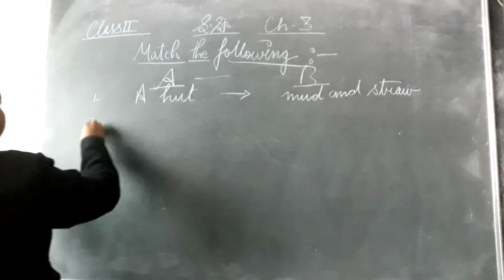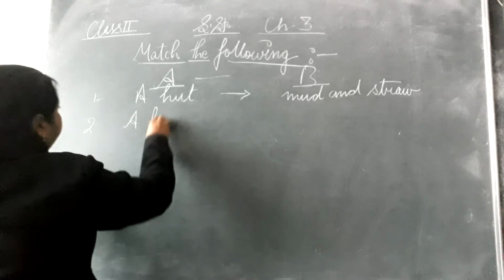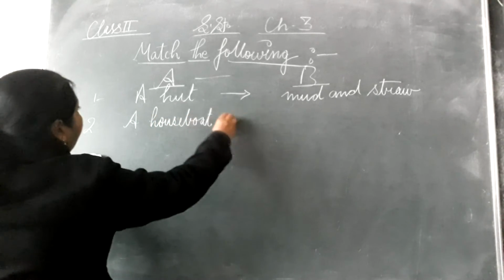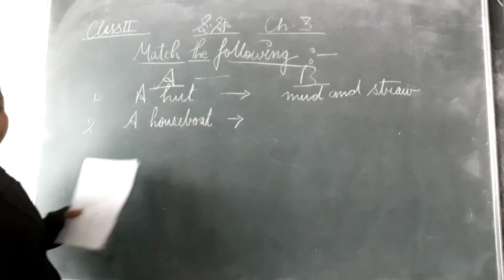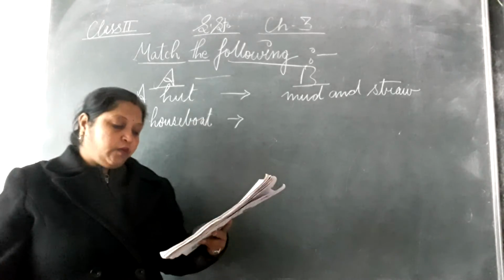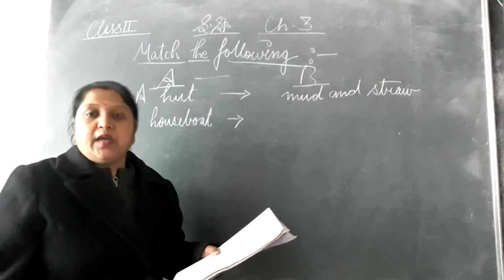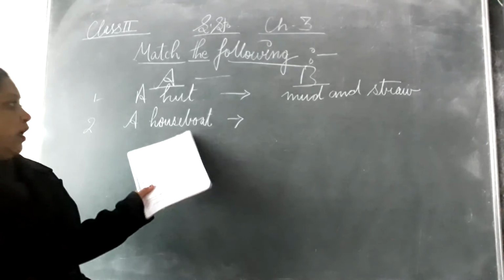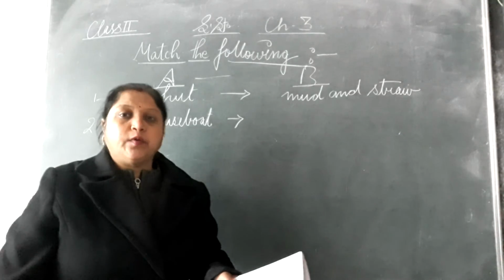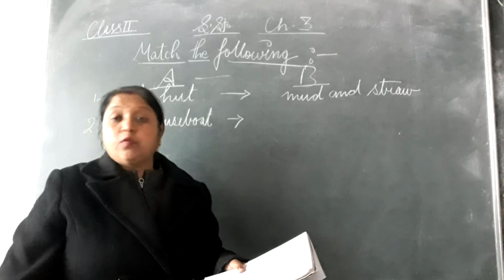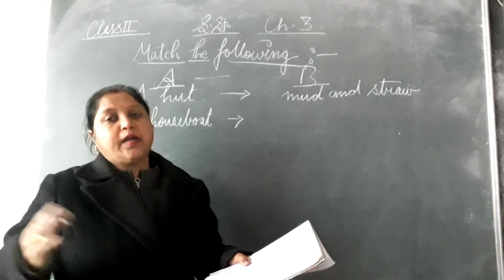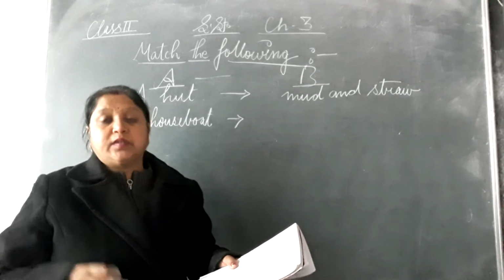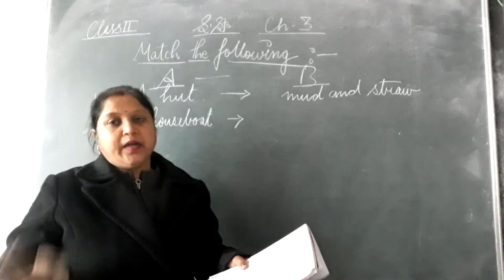Next, houseboat. Which type of house? Pakka, permanent house, or temporary house? Temporary house is known as weak house, kachcha house. And permanent house, pakka house. Okay, a houseboat is example of temporary house. Understand? There are two types of house, kachcha house and pakka house. Kachcha house is known as weak house, temporary house, and pakka house is known as permanent house.